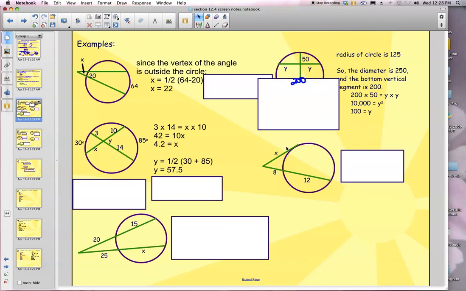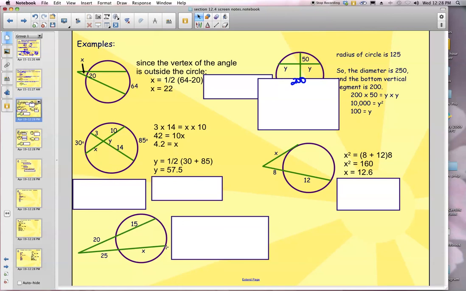Here we have a tangent and a secant. So we're going to square our tangent because that's the only value we have. And then we're going to set it equal to the total times just the outside. So the total would be 20, or 12 plus 8, times 8, and that would be equal to x squared. 20 times 8 is 160, so x squared equals 160, which leaves x, when you take the square root, to be 12.6.